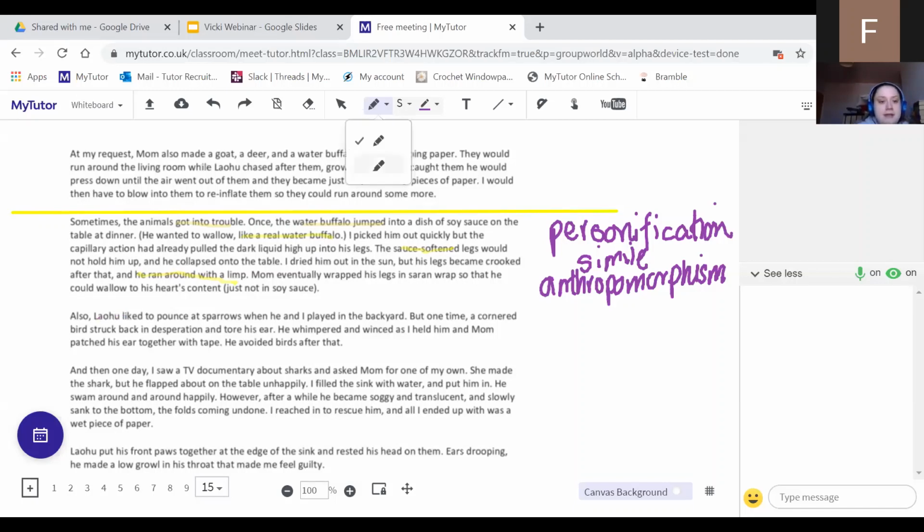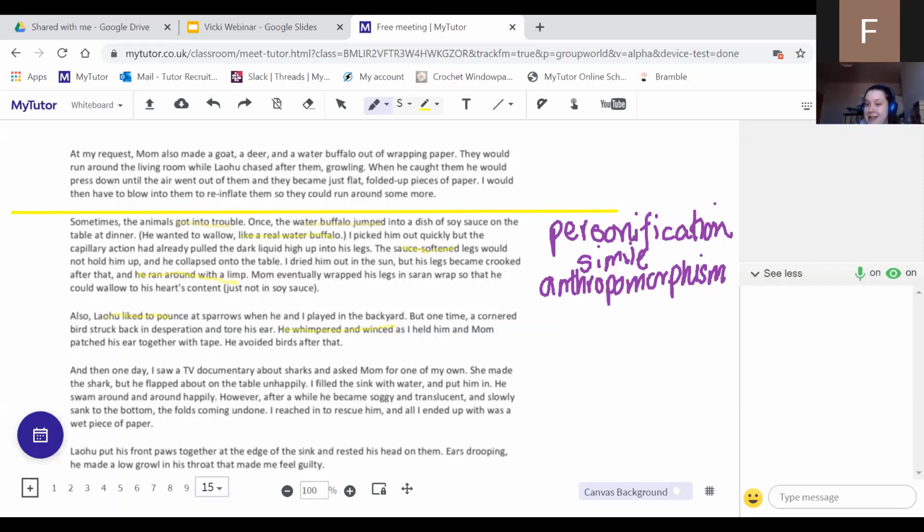"Lehu liked to pounce." Initially I thought he was a dog when I first read this, and he might be, but he's not a real one. Can you see the evidence for why he's not real and how we know he's made out of paper? "But one time a cornered bird struck back in desperation and tore his ear. He whimpered and winced." I think this is quite nice. He's able to imagine and empathise and sympathise with what those feelings might be, and understand what needs to happen for that situation to be made better. "As I held him, Mum patched his ear together with tape. He avoided birds after that."